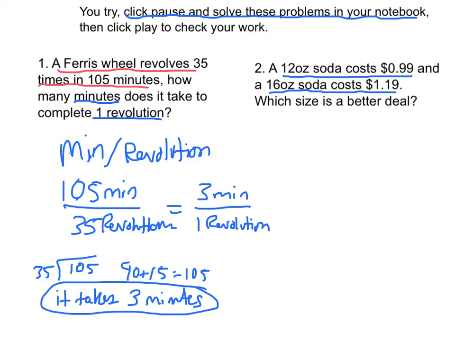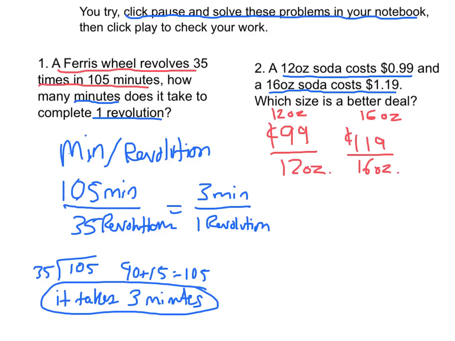So I have some choices in how I put together my rate. 12-ounce soda costs 99 cents. So I could find out how many dollars or pennies it costs per ounce. So it's 99 cents for 12 ounces. For a 12-ounce soda. For a 16-ounce soda, it's 119 cents for 16 ounces.